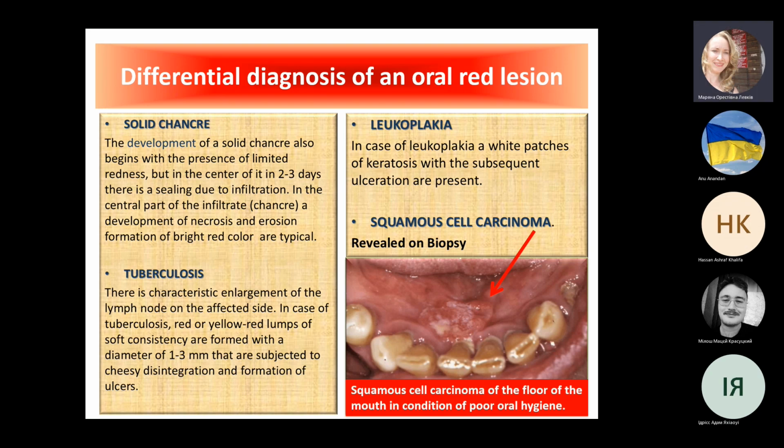Tuberculosis. There is a characteristic enlargement of the lymph node of the affected site. In tuberculosis, red or yellow-red lumps of soft consistency are formed with a diameter of 1-3 mm that undergo cheesy disintegration and formation of ulcers. Leukoplakia: in a case of leukoplakia, white patches of keratosis with subsequent ulceration are present. And squamous cell carcinoma, if suspected, should be biopsied, and only the biopsy can reveal it.